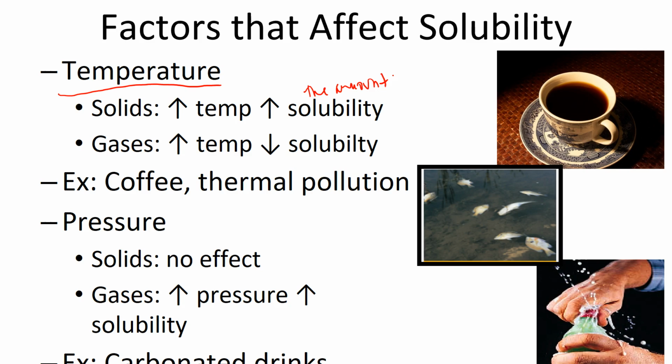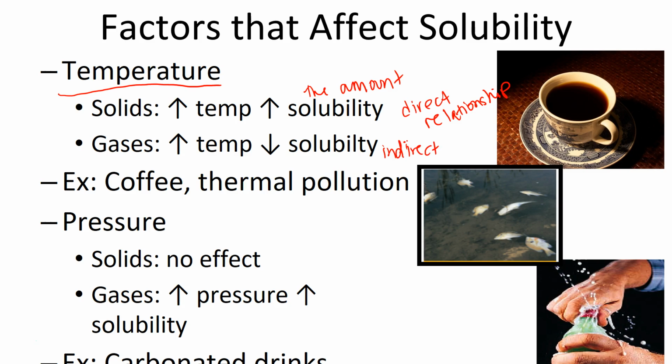Okay, that's terrible handwriting. I should probably rewrite that. But it increases the amount, okay? And so that means they have a direct relationship with each other. When you increase temperature, you increase solubility. Now, gases is the opposite. When you increase the temperature, you decrease the solubility. They won't stay dissolved, okay? So this would be an indirect relationship, okay?